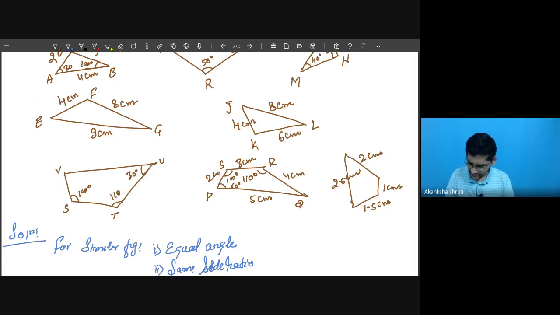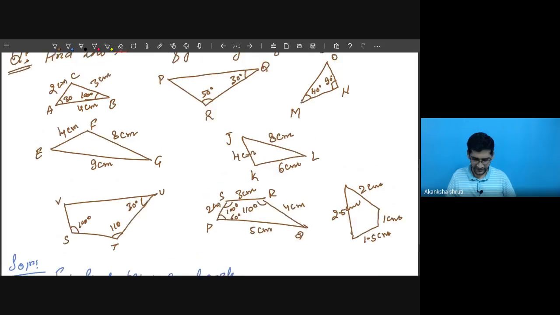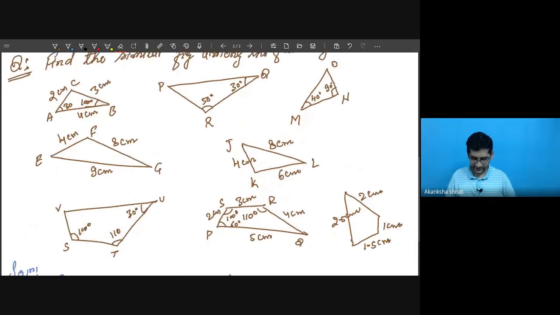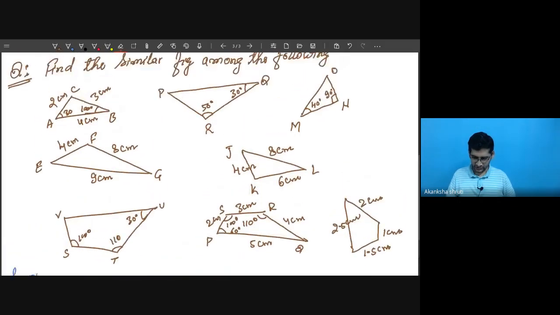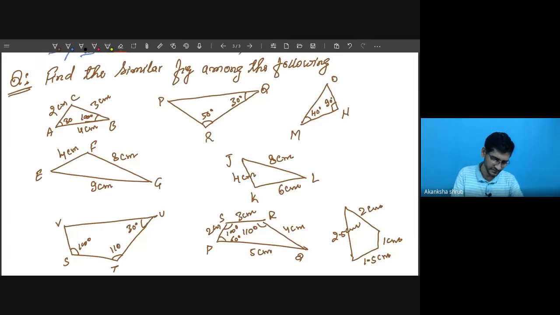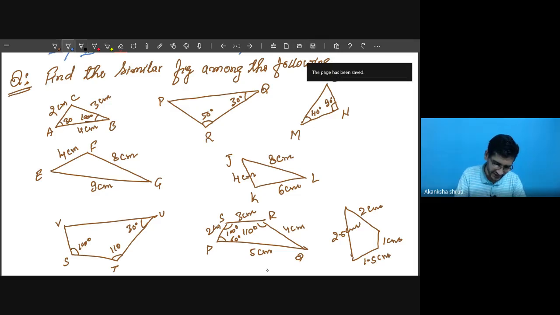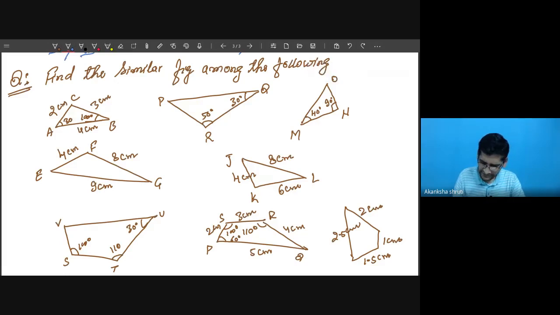For ensuring this, let us start with the first one. Students, I will do it in the same figure. I will apply these two and you have to determine. If I consider the first one, here it is 30 degree. Corresponding to 30 degree, is there a 30 degree existing in the other figure? Yes, it is 30 degree. 30 degree is existing here.